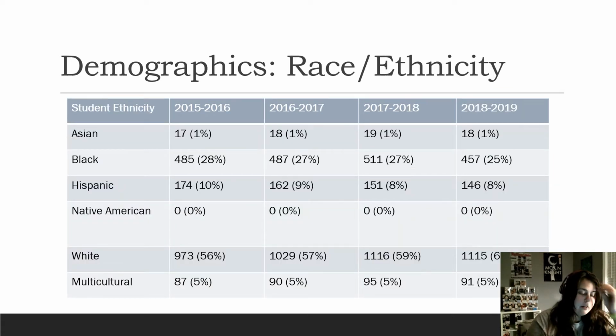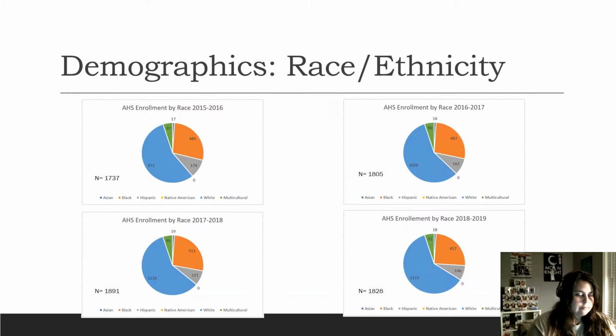Okay, next we have our race and ethnicity, disaggregated based off of the totals from the previous slide. We can see that it is a predominantly white high school, the largest percentage being the 61% from the 2018-19 school year, and our smallest percentage are multicultural. We don't have any percentage of Native Americans in the school. And here are those same numbers, just represented as pie charts. And we can see here, predominantly white, the second most predominant ethnicity being Black, followed by Hispanic and Asian.